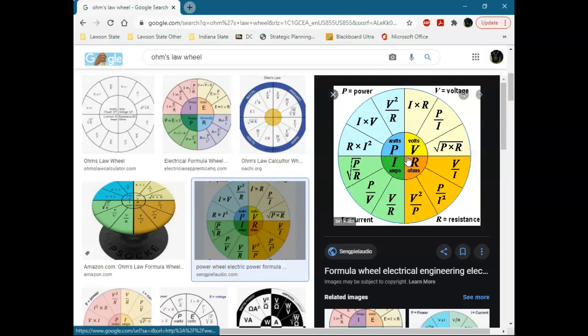These are all different formulas. Yes, they are not as easy to memorize. The main ones I would recommend you memorize are the ones that are the square roots. So the square root of P divided by R gives you I, or the square root of P times R gives you V. Because sometimes a math problem will not give you V or I, they just give you P and R. If you have P and R and you have these two memorized, you are gold.